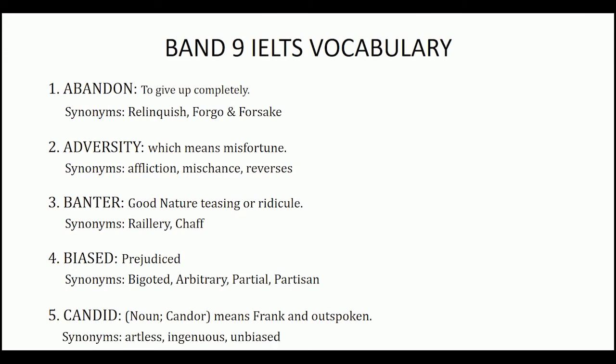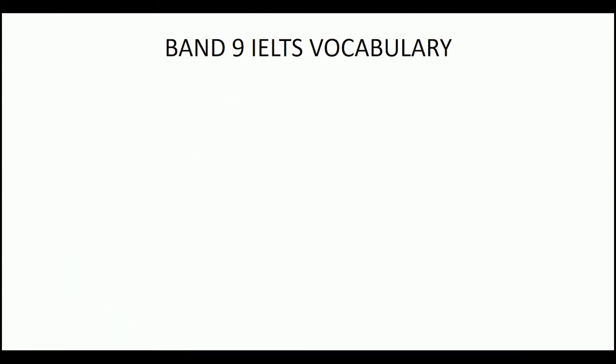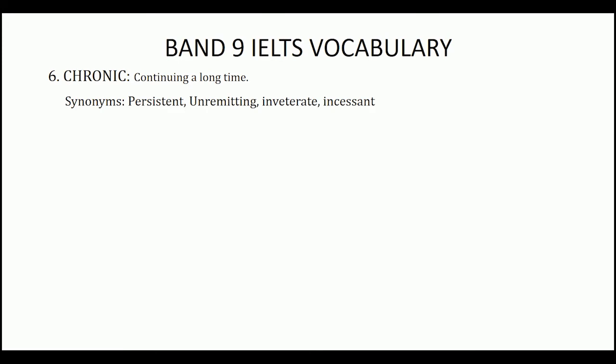And the synonyms are artless, ingenuous, or unbiased. The number six is chronic, which means continuing for a long time, and the synonyms for this are persistent, unremitting, inveterate, or incessant. Number seventh is delinquent, which means an offender, and you guys can use a synonym like derelict for delinquent.